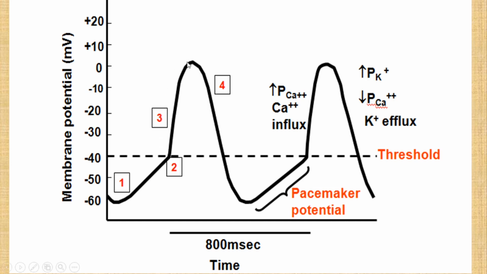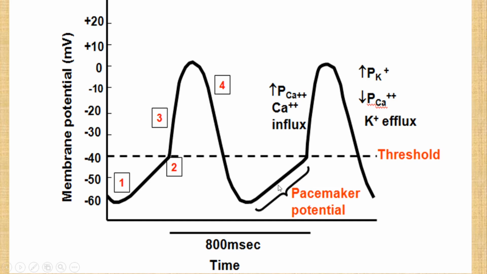At the end of this slow depolarization, the calcium channel will close and there is opening of the potassium channel, which will bring back the membrane potential to again minus 60. Again there is a slow spontaneous depolarization, that is the pacemaker potential. This will bring the membrane potential again back to the threshold, and a new action potential is generated. So this will occur in a rhythmic fashion.